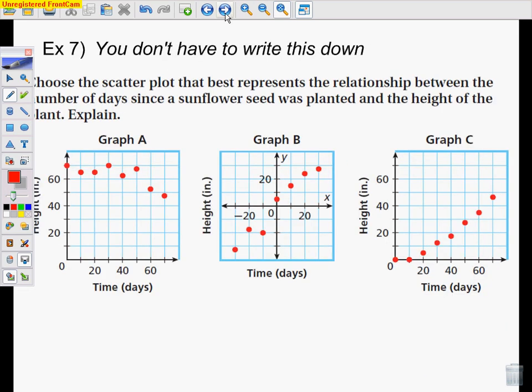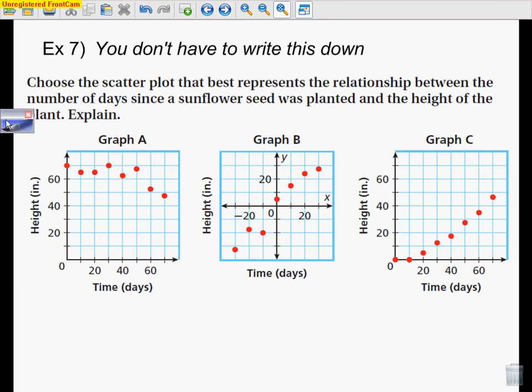All right, almost done. You don't have to write this one down. This one says, choose the scatter plot that best represents the relationship between the number of days since a sunflower seed was planted and the height of the plant. Explain. All right, go ahead and pause the video and allow everybody to discuss this for a moment.